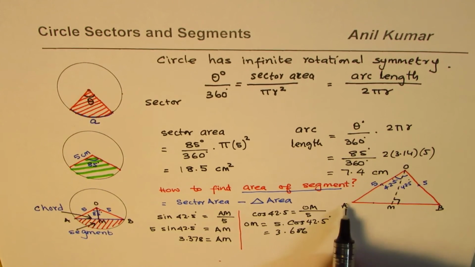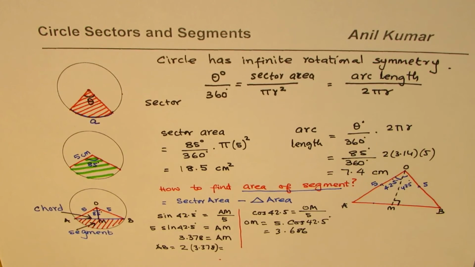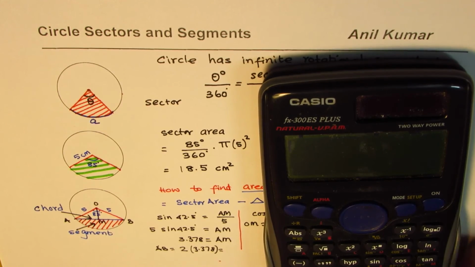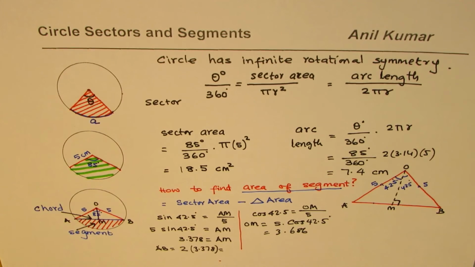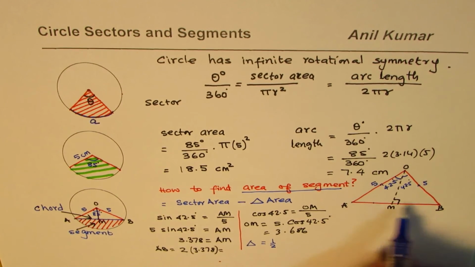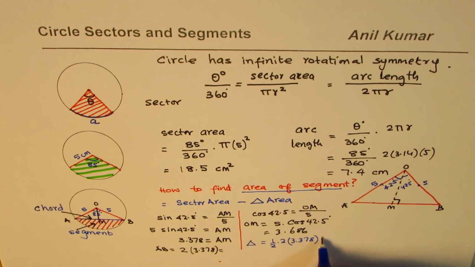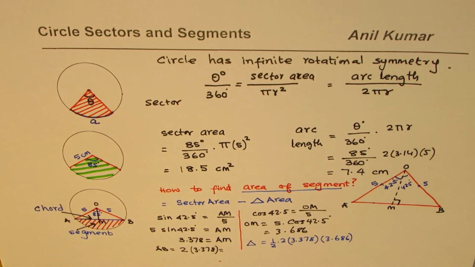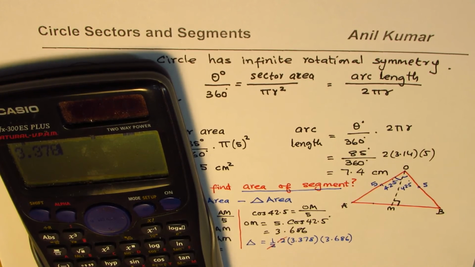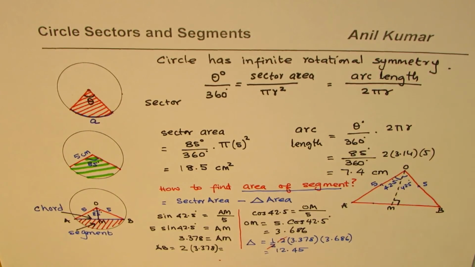So we know half the base. Now the total base AB is equal to 2 times AM, which is 2 times 3.378. We'll cancel the 2 later, so let's not write it down. You understand why I'm not doing it. Now, what is the area of the triangle? It is half of base, which is half of AB, which is 2 times 3.378, times the height, which is 3.686. So this 2 and 2 cancel off. That is why I didn't multiply. So let me multiply the other two sides: 3.378 times 3.686, and that is equal to 12.45. So 12.45 is the area of the triangle.